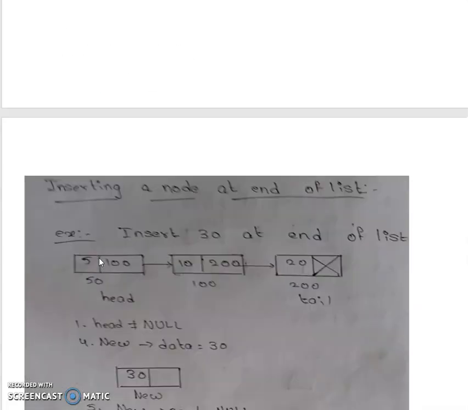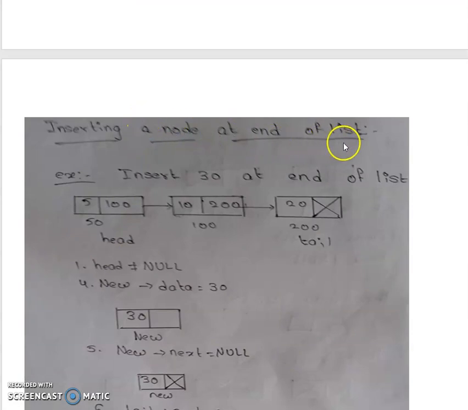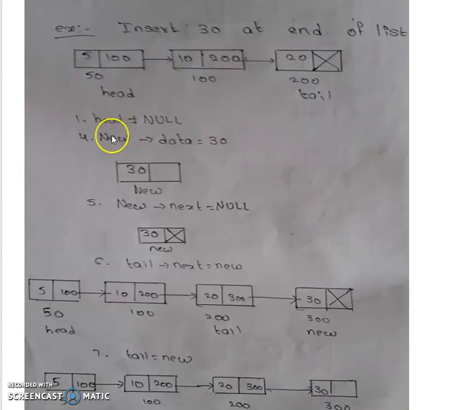Let's see with the help of an example. Inserting a node at the end of a list. Insert 30 at the end of a list. For example, this is a list. In this list, we are going to add at the end of the list. First, head is not equal to null because head is present here. So, new data equal to 30. That means in the new node, we are inserting data 30. Next, new next equal to null because this is the last node. The last node must be addressed to the null.